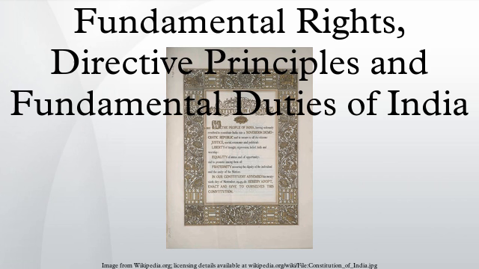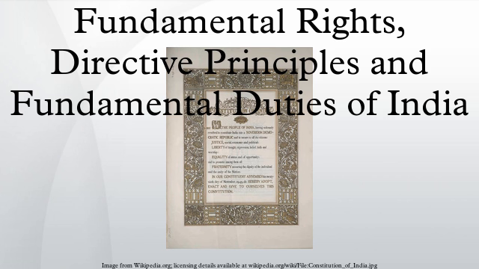Article 24 prohibits the employment of children below the age of 14 years in factories, mines and other hazardous jobs. Parliament has enacted the Child Labour Act, 1986, providing regulations for the abolition of, and penalties for employing, child labour, as well as provisions for rehabilitation of former child labourers.